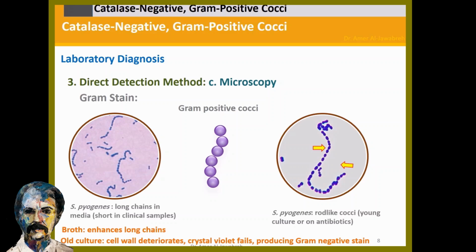Old cultures. Why do old cultures give us bad Gram stain? Because the cell wall is destroyed, and then crystal violet fails, producing Gram negative, Gram positive, Gram variable. Sometimes you see them blue, or you see them red, or in between. This we call Gram variable if the culture is very old. It's due to the deterioration of the cell wall.